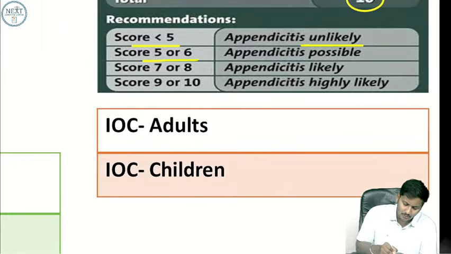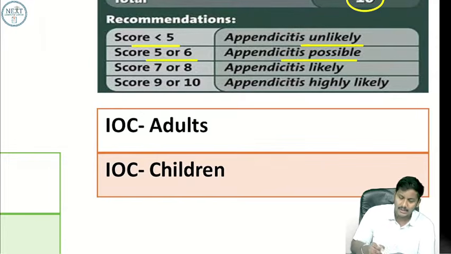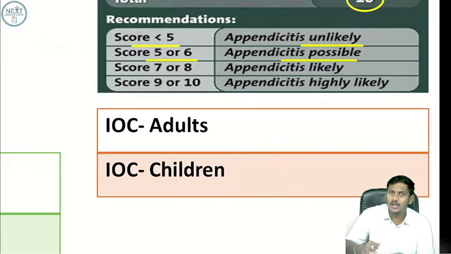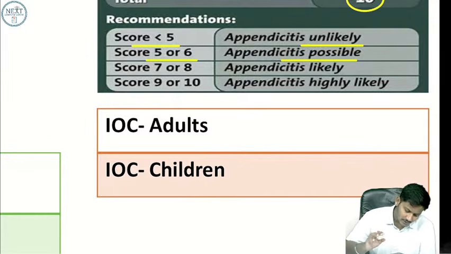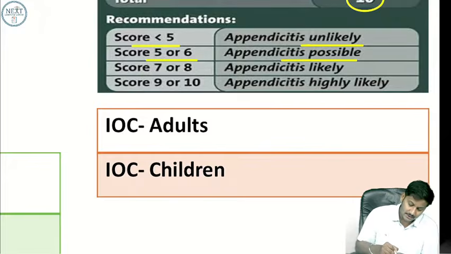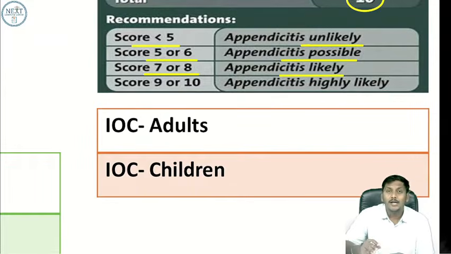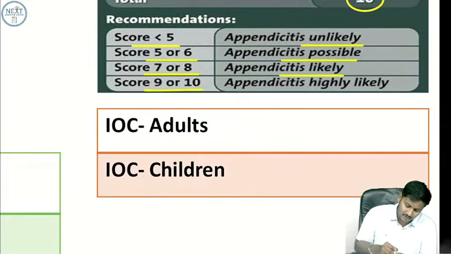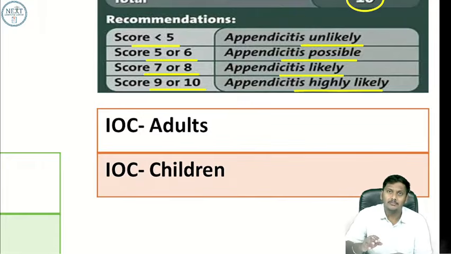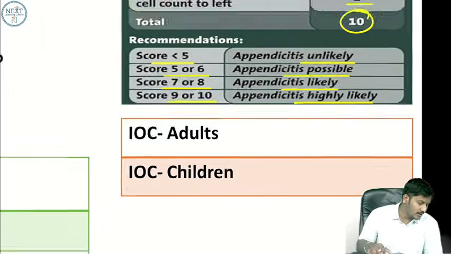When the patient has a score of 5 or 6, that means there is possibility of appendicitis, or you can say equivocal chance. What is equivocal? 50-50% chance. So with a score of 5 or 6, we say there is a possibility of appendicitis. With 7 or 8, appendicitis is likely. Appendicitis is likely when the Alvarado score is 7 or 8, and when the Alvarado score is 9 or 10, appendicitis is very likely, or the diagnosis of appendicitis is almost certain. So that is what is important.